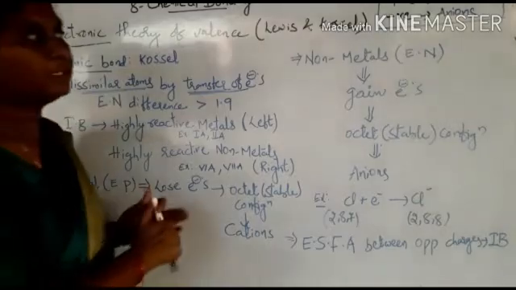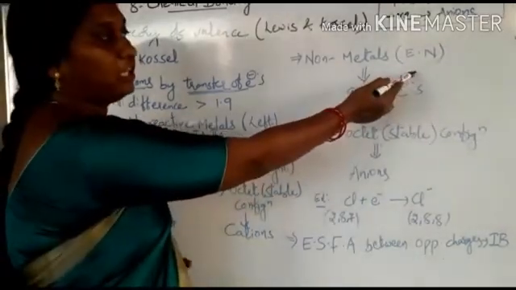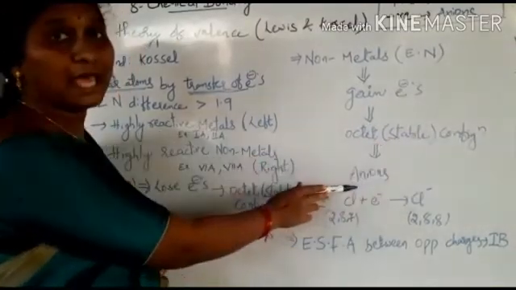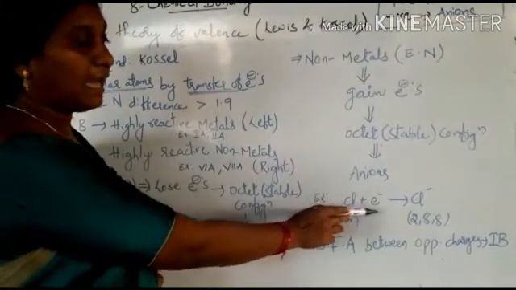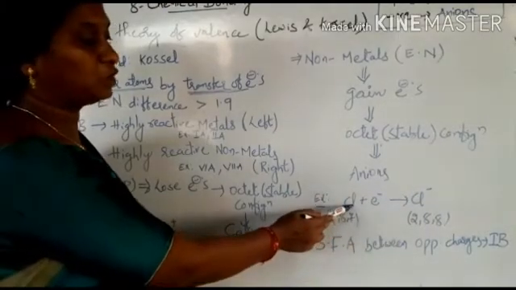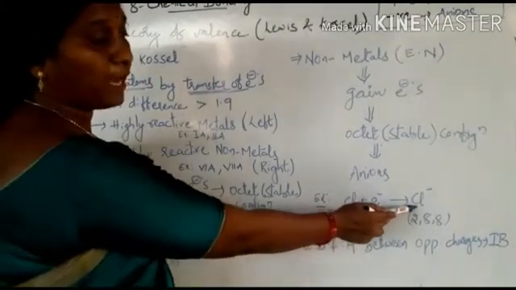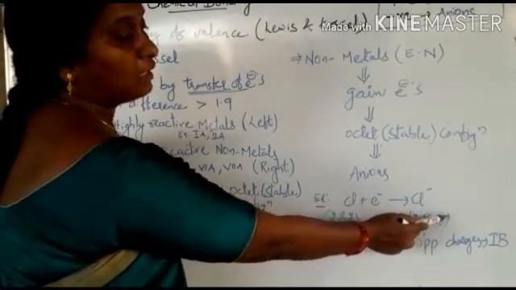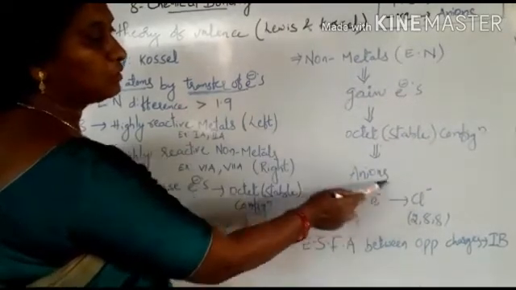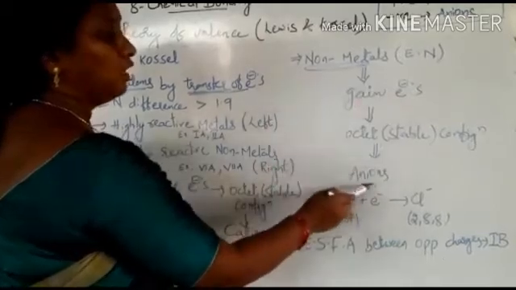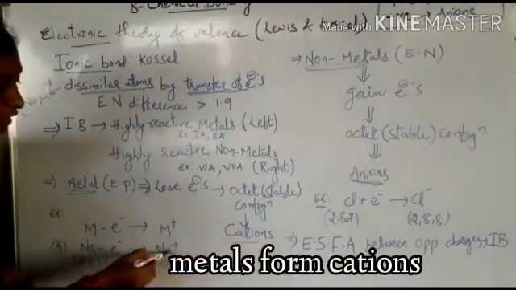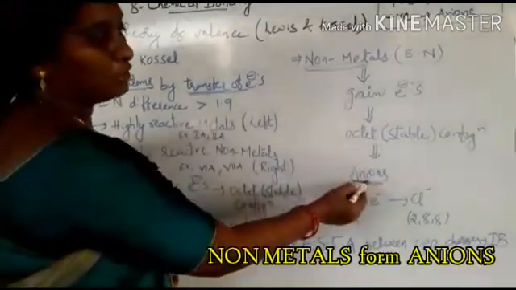In the same way, non-metals which have more electronegativity always gain electrons to get a stable octet configuration and form anions. See one example here: chlorine with the 2,8,7 configuration needs one more electron to get an octet configuration. So chlorine gains one electron to form the chloride ion with an octet in the last shell. So this is an anion. Non-metals form anions like Cl minus, and metals form cations like Na plus.